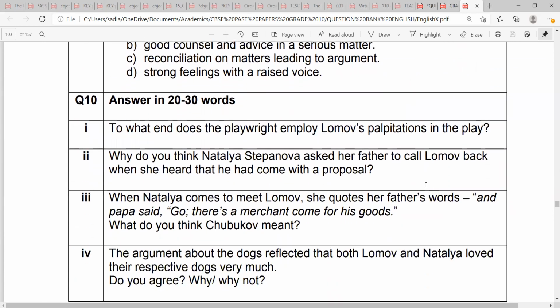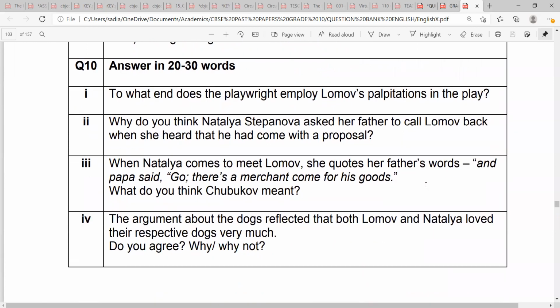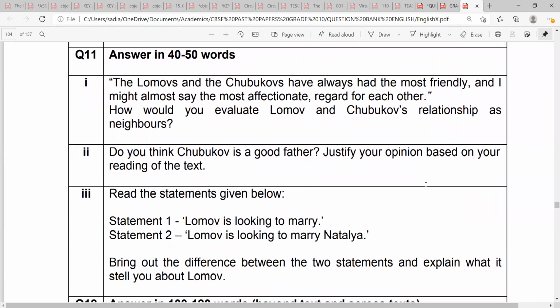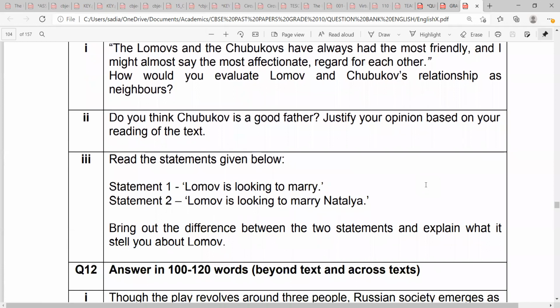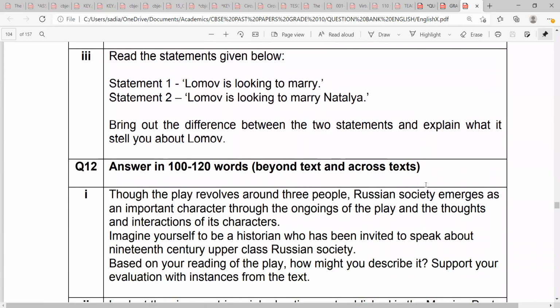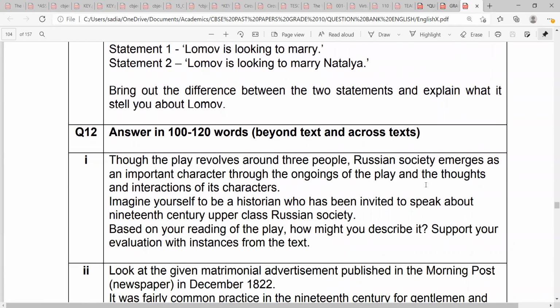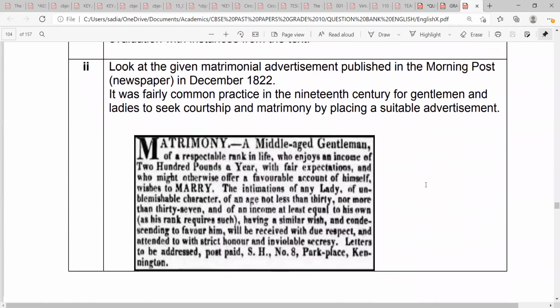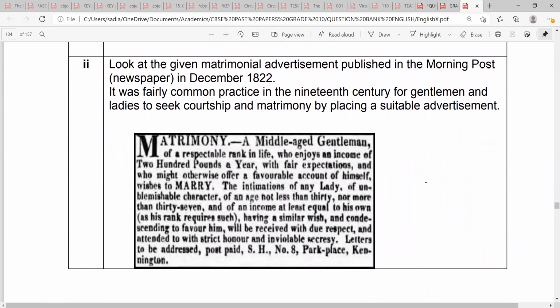30 words questions. 40 to 50 words questions. And 120 words. The picture is based on the matrimony.